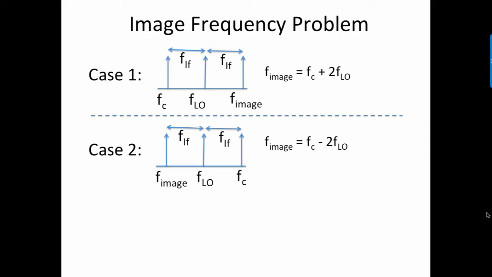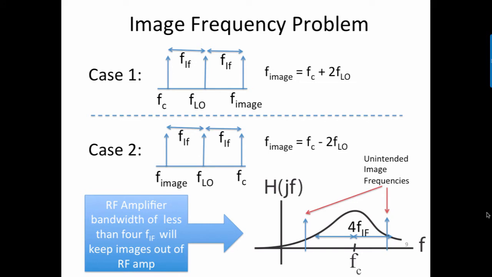In order to reduce the problem of image frequencies, a common practice is to keep the bandwidth of the RF amplifier to less than 4 FIF so that the image frequencies are attenuated by the original RF amplifier and never enter the mixer.